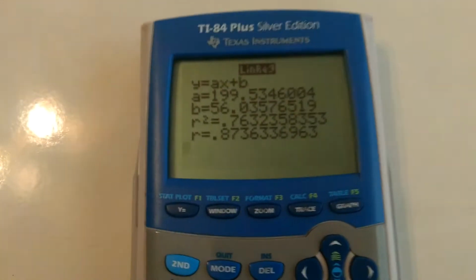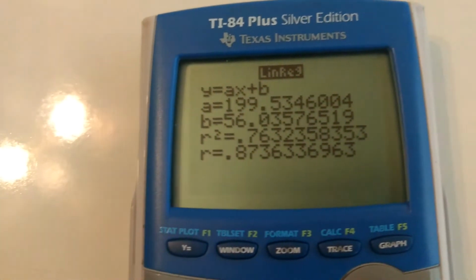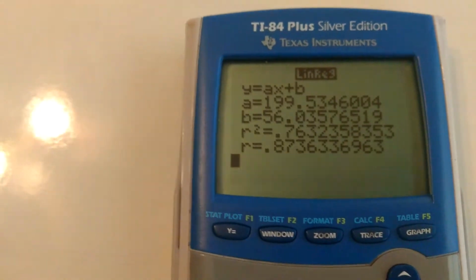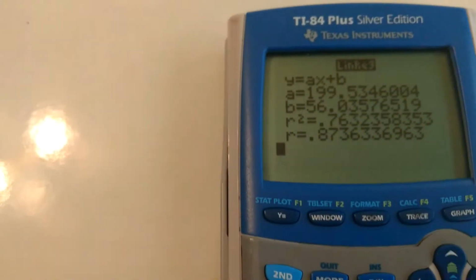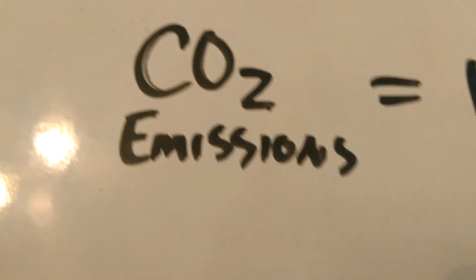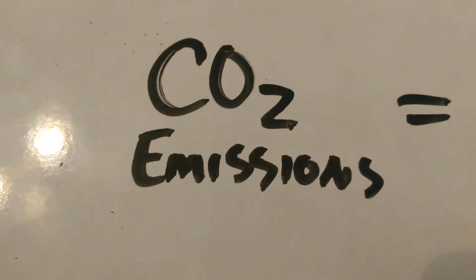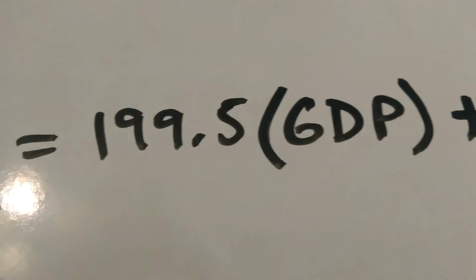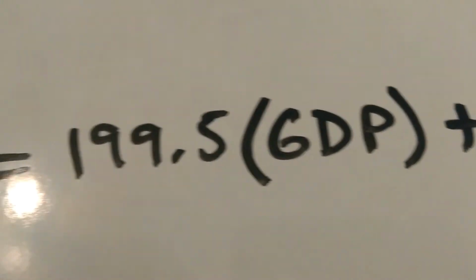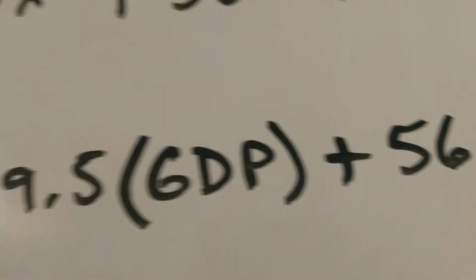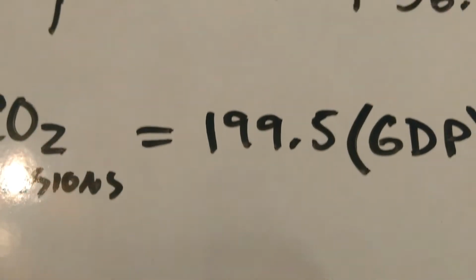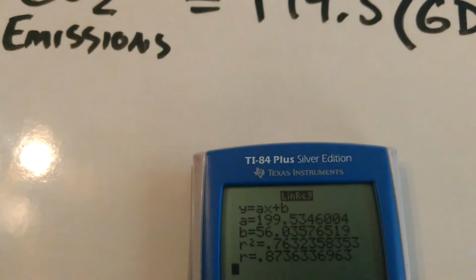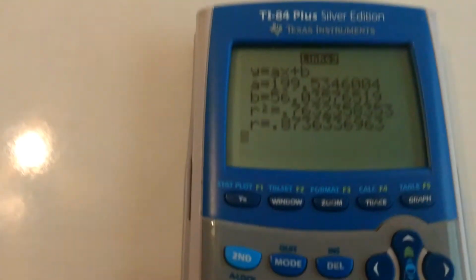In this particular example, we can see that our r squared value is 0.76, which means 76% of the variation in CO2 emissions are explained when GDP is used with this equation. So it's a 3 out of 4 chance. So that's what r squared is, coefficient of determination.